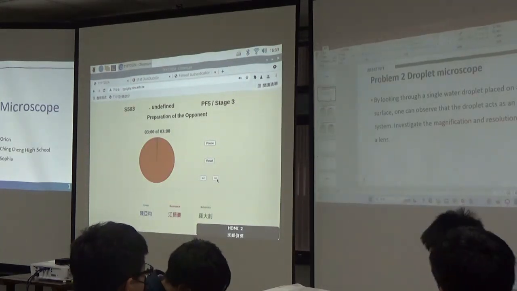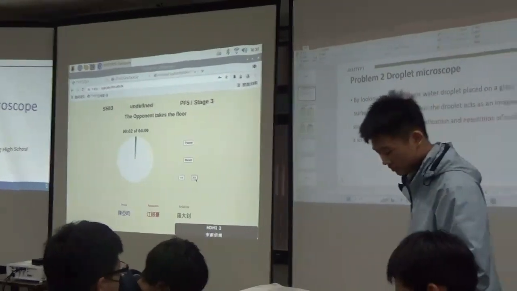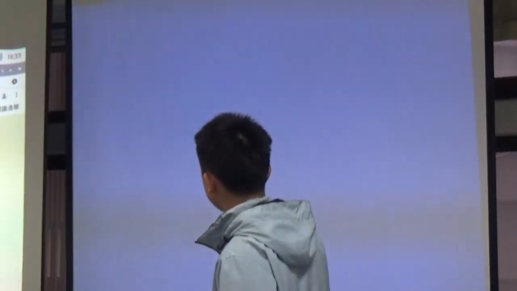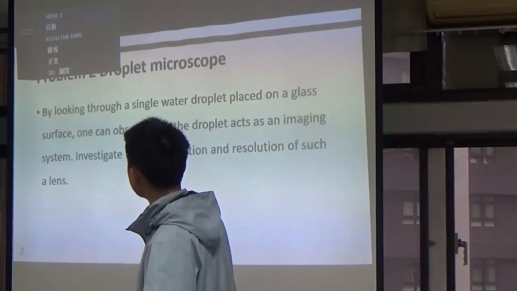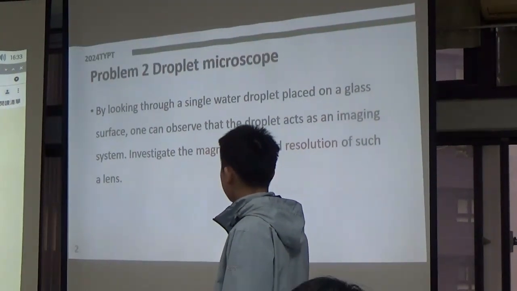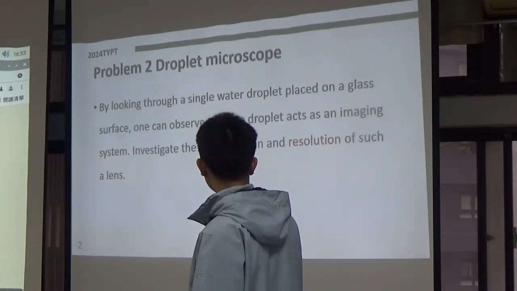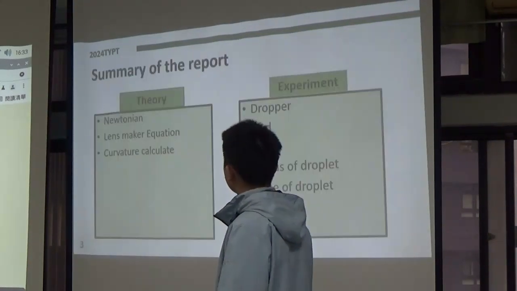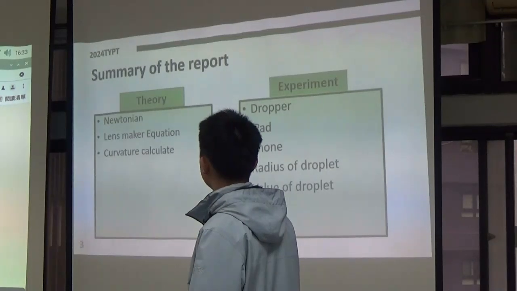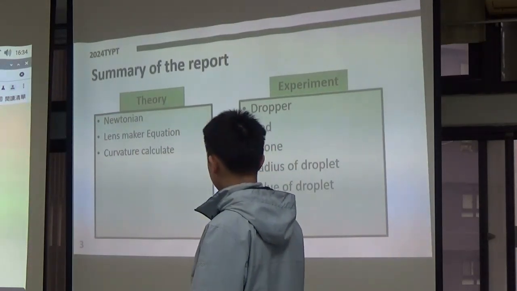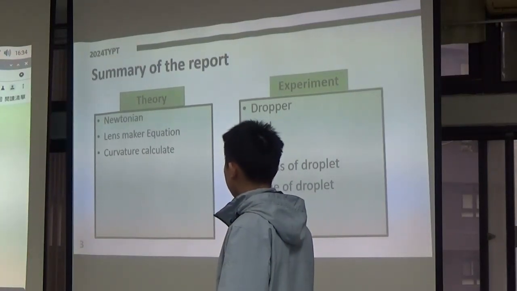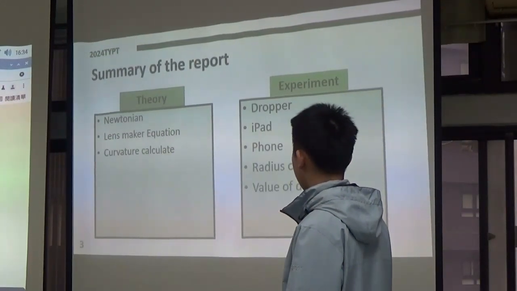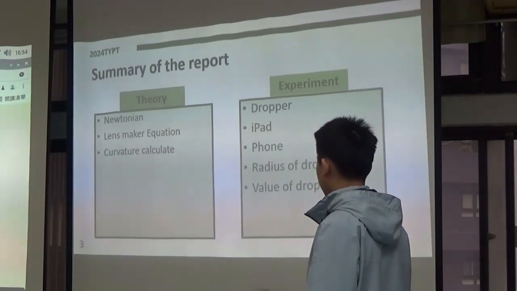Okay, opponent take 4. Here's the problem statement. By looking at a single water droplet placed on a glass surface, one can observe that the droplet acts as an imaging system. Investigate the magnification and resolution of such a lens. Here's a summary of the report. The theory they use is Newtonian and the lens maker equation, curvature calculation, and the experiment they made uses a dropper, iPad, iPhone, radius of droplet, and volume of the droplet.